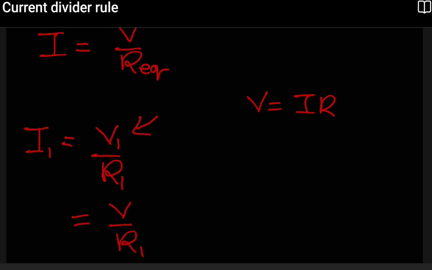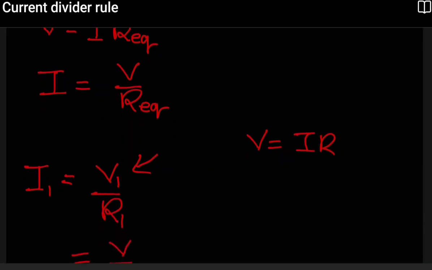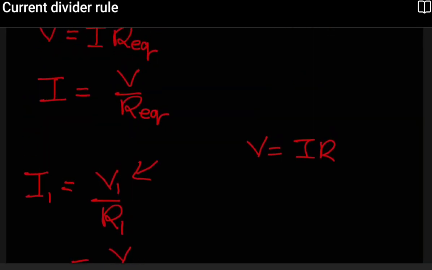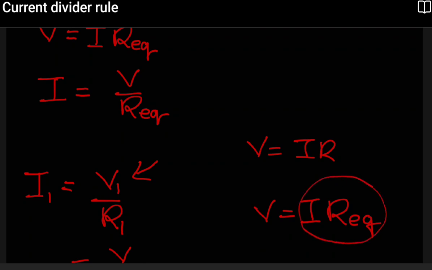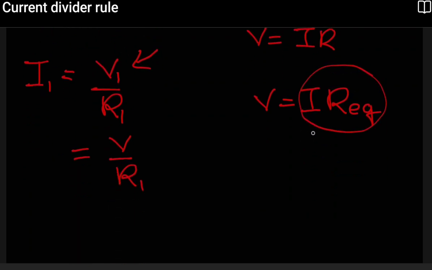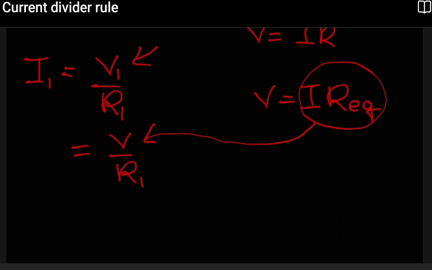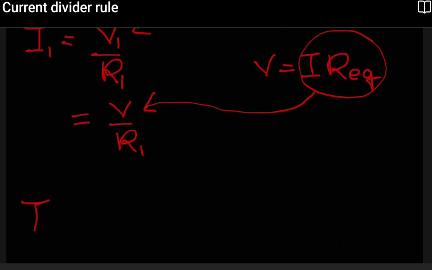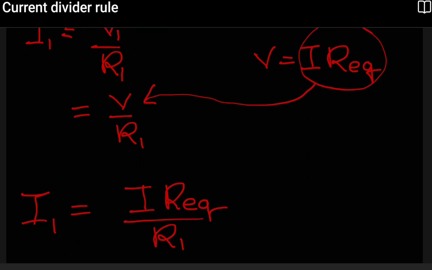So since this is V, remember what V is. From the first part, we had from Ohm's law that the voltage from the source is equal to the current multiplying the equivalent resistance. So this is the expression for the voltage coming from the source. We can get this and plug it in where we have V. So our expression for the current passing through R1 is now equal to the current coming from the source multiplying the equivalent resistance, then divided by the resistance of R1.